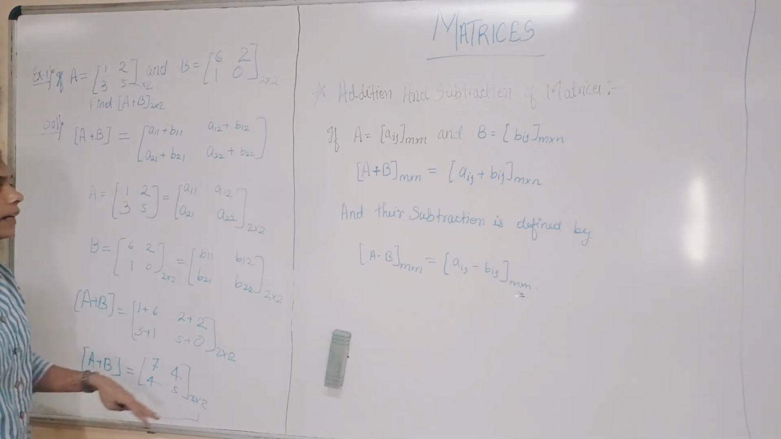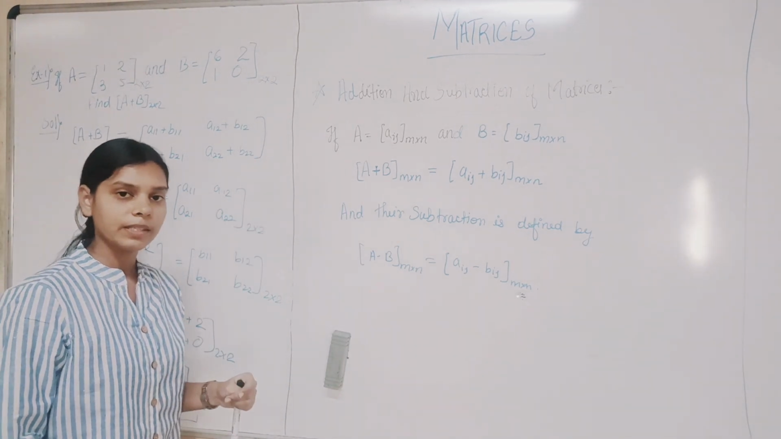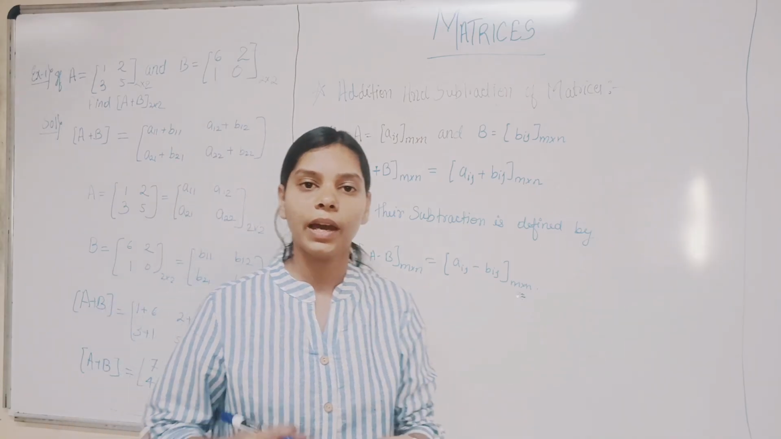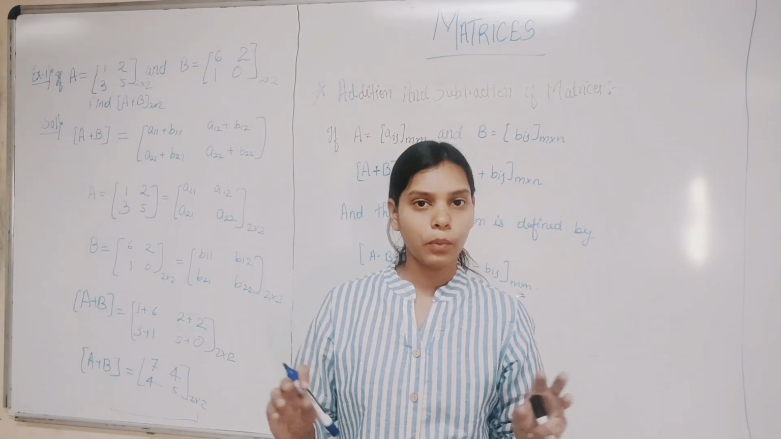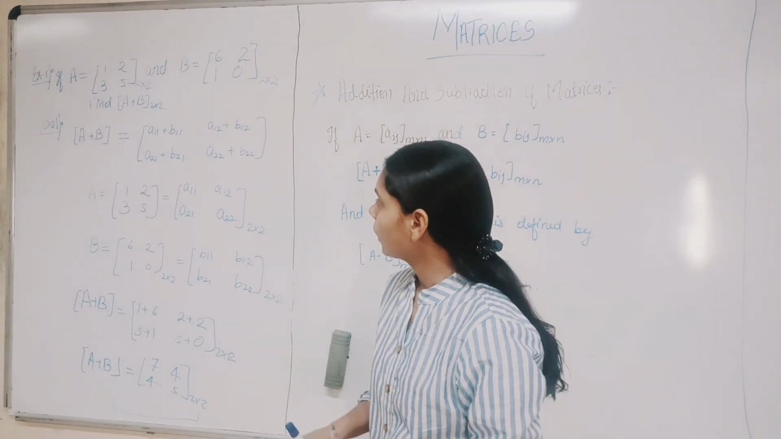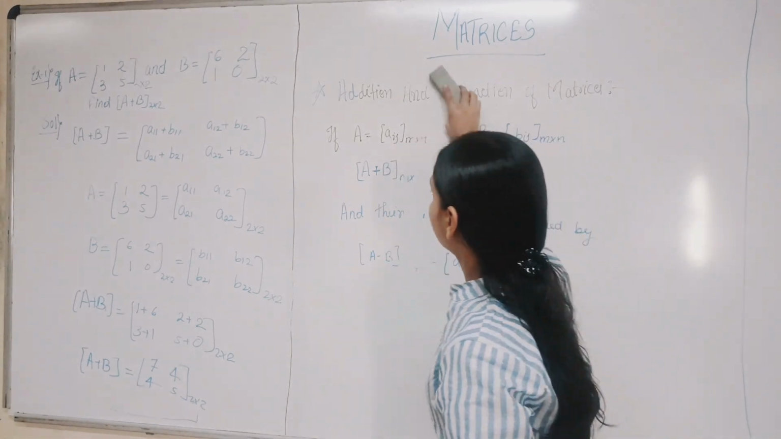This is what the given definition says. It means how we add two matrices: we have to add the corresponding elements of both matrices. Now let us take another example.